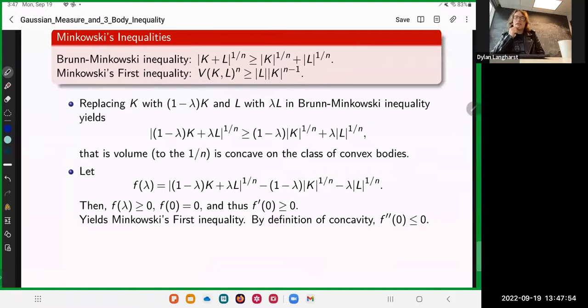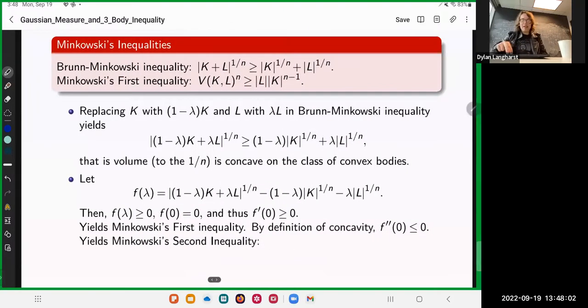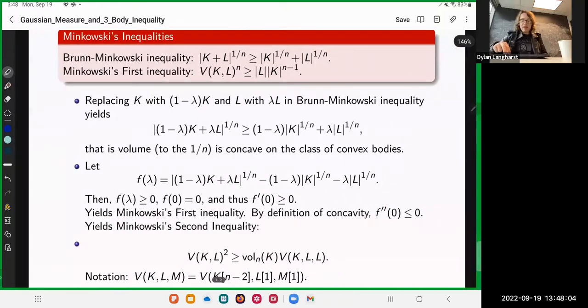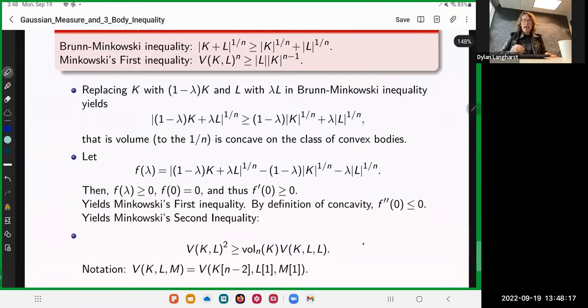However, we also know that this function is concave. So therefore, its second derivative is less than 0. If you write it out, you get Minkowski's second inequality, which is this: the mixed volume of K with L squared is greater than or equal to the volume of K times V(K, L, L). Here I'm introducing one notation. V(K, L, M) is the mixed volume of n minus 2 copies of K, 1 copy of L and 1 copy of M. And from now on, we're only going to be dealing with mixed volumes with 2 or 3 bodies.